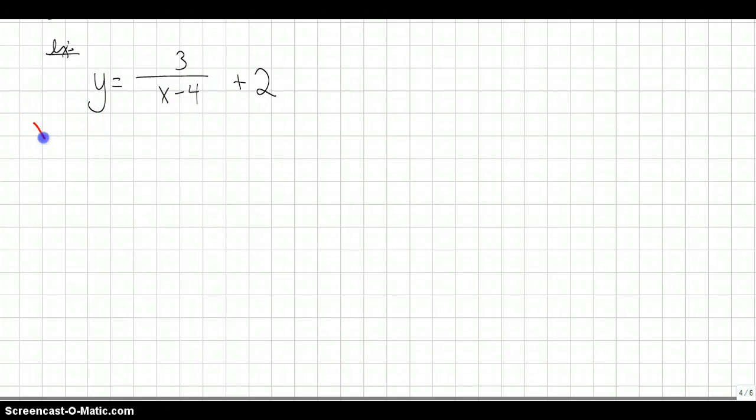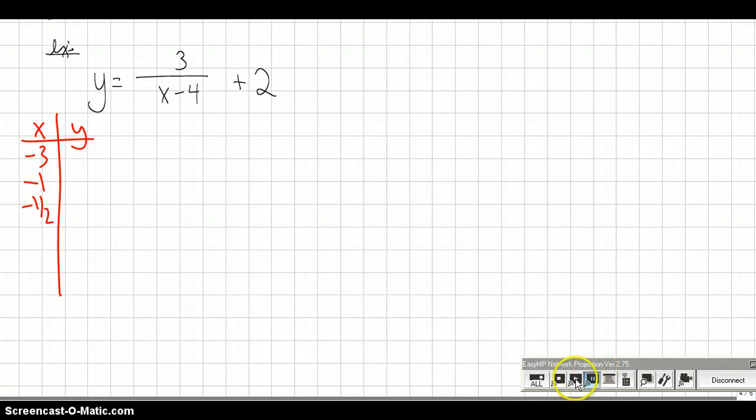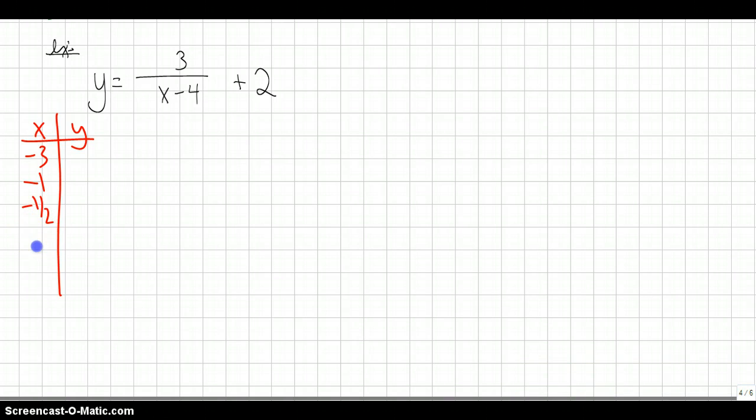To start off, we're going to make a table of x and y values. Because 3 is in the numerator, the values we're going to use are -3, -1, and -1/2, and we're also going to use +3, +1, and +1/2. The reason why 3 and -3 are chosen is because the numerator is 3. We don't have to worry about getting as many fractions in.